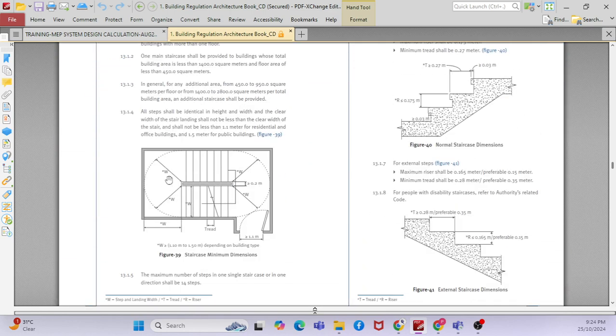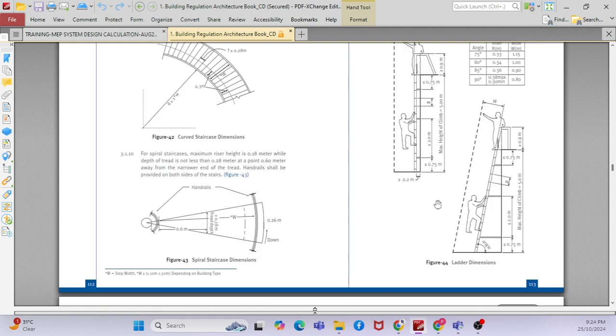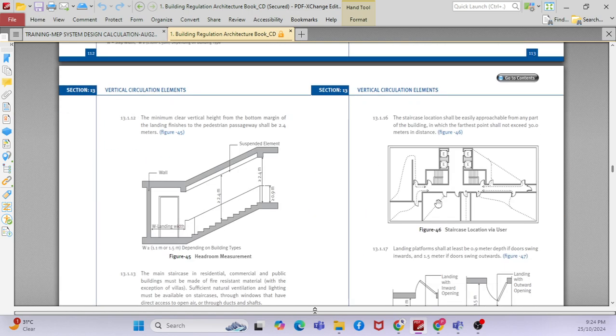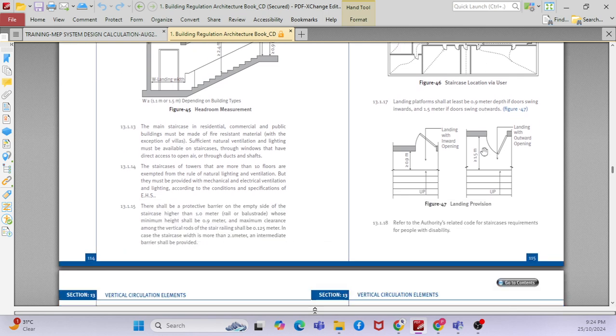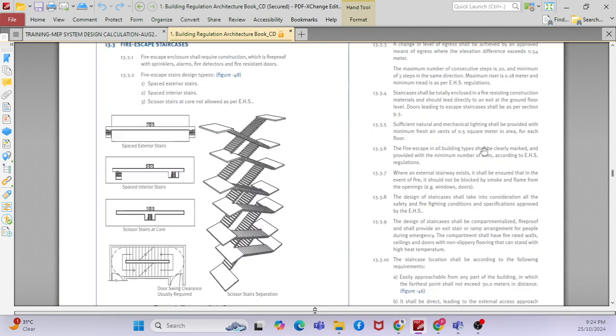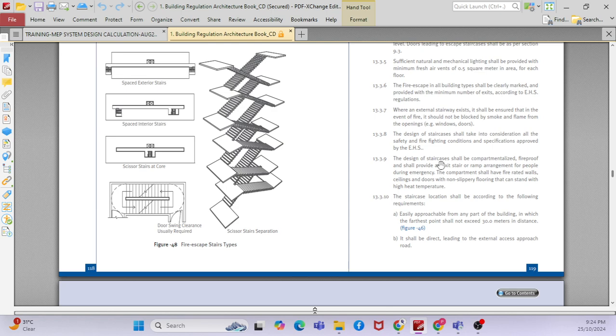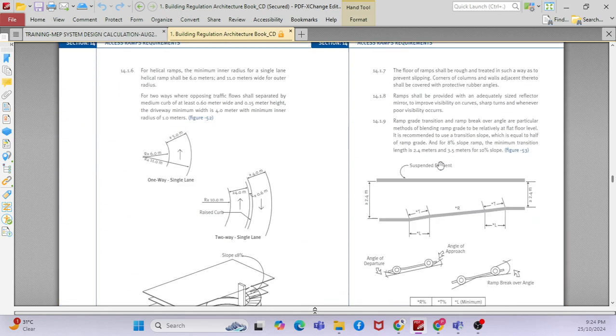Circulation areas like staircases. What is the step height? Based on that, you can design the building height. Based on the building height, you can design the steps. See here, this is the access route, fire escape route. So this is a staircase. This is a ramp area.